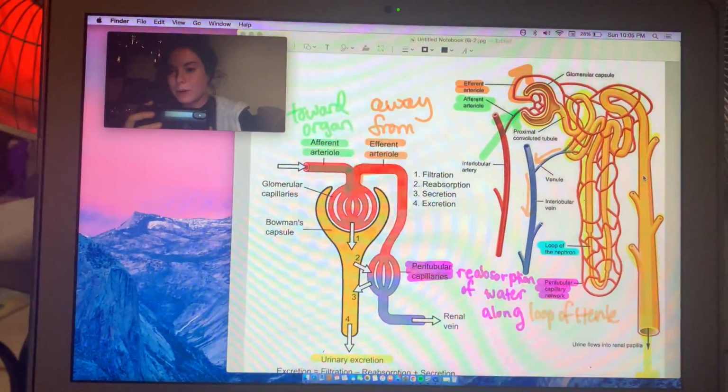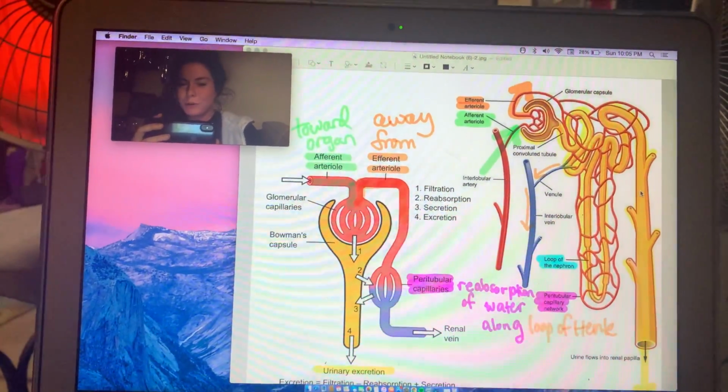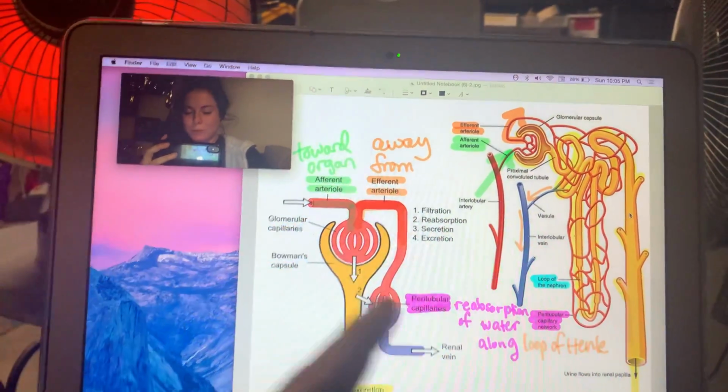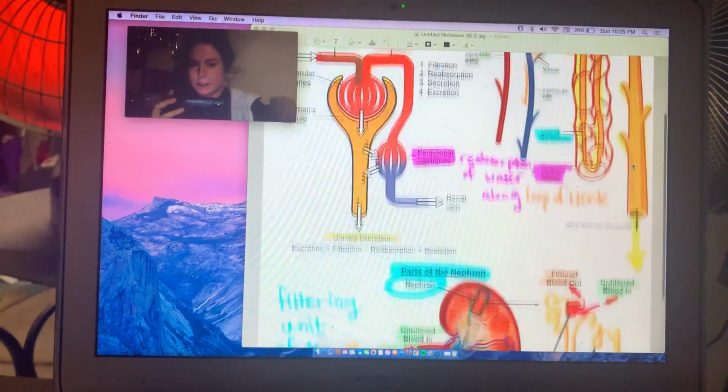This is the only way that I've found to be able to do it where you can see my face as well as my diagram very clearly.